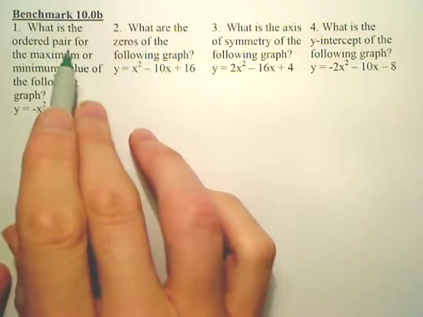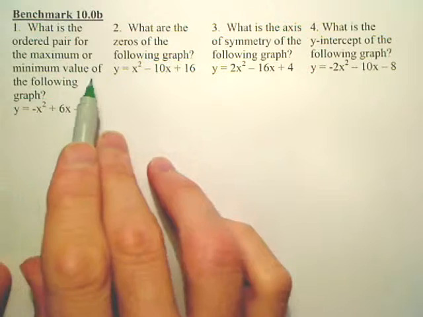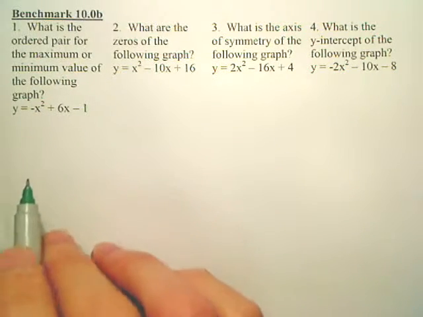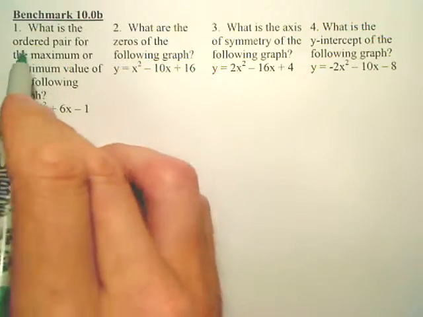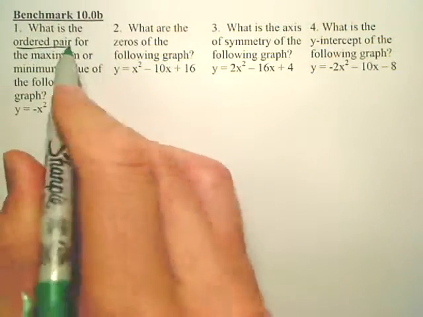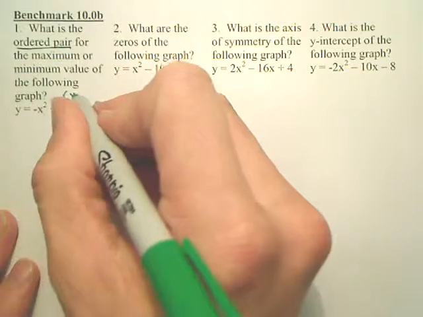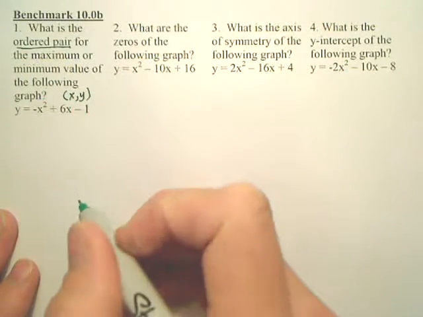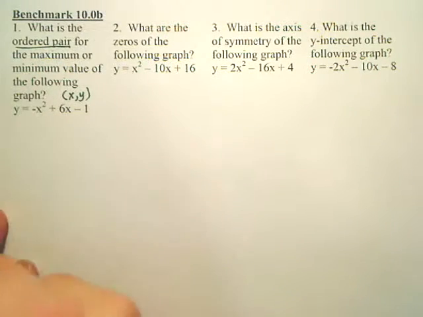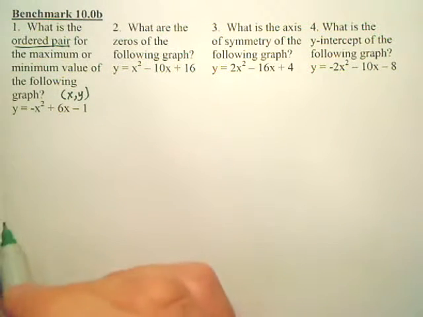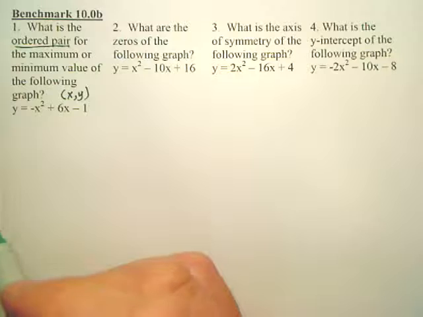What is the ordered pair for the maximum or minimum value of the following graph? We've never talked about maximum or minimum, but you see the words "ordered pair"? That's saying an ordered pair, (x, y). We're going to talk about what a max or min is in a second. Basically, the max or min is the vertex.